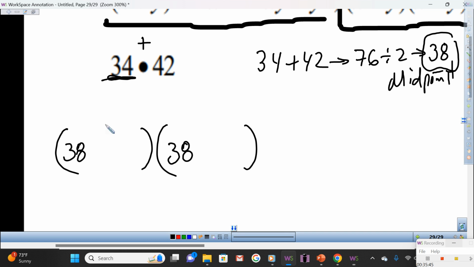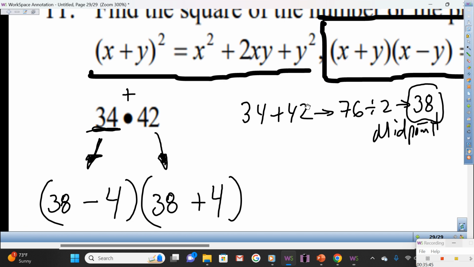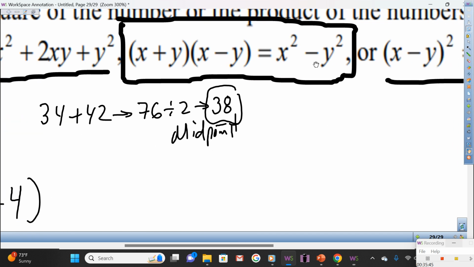How can I write 34 using the number 38? Tell your neighbor, please. 38 what? Minus 4. That is correct. How do I write 42 using 38? Plus 4. That is correct. So, with that said, look at the identities. What does this one look like? Does it look like this one? No. Does it look like this one? Yes. All it is, it's backwards, but we'll do the switch.